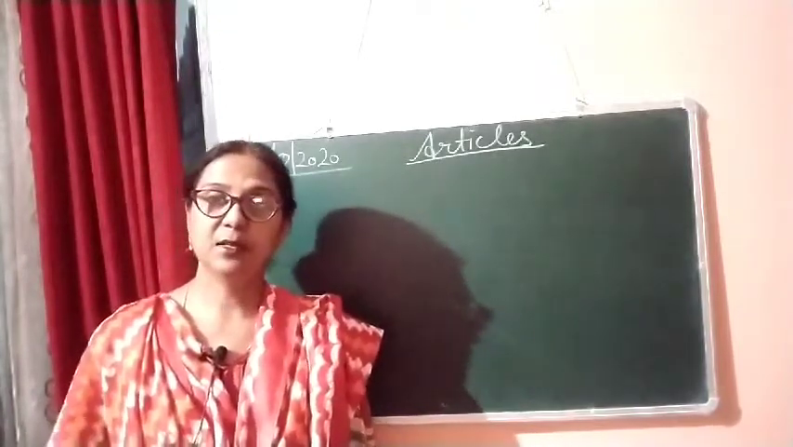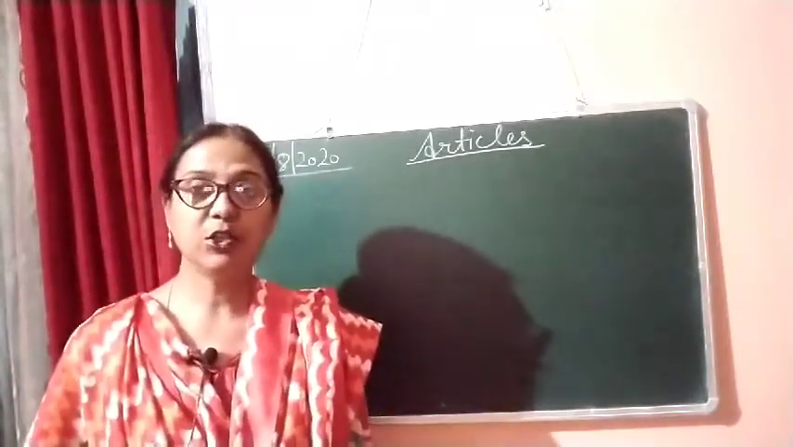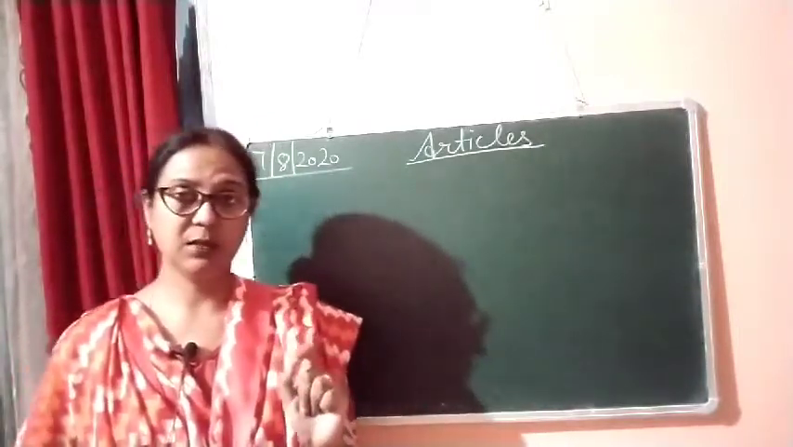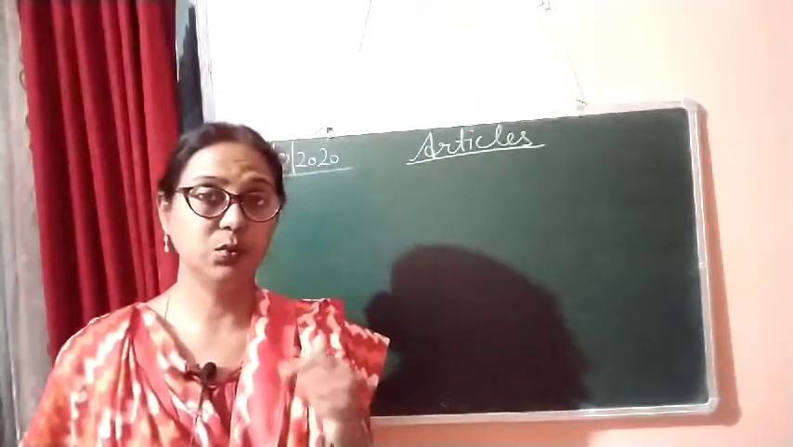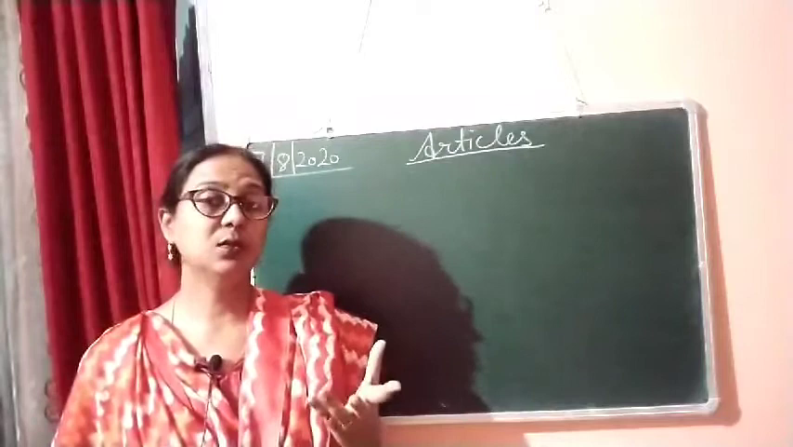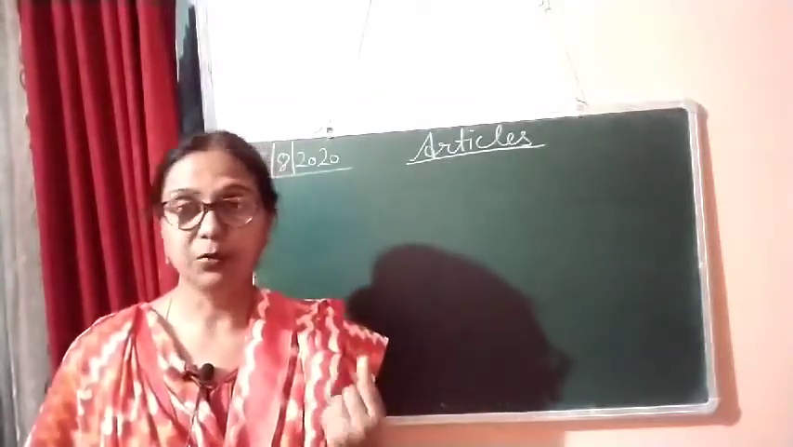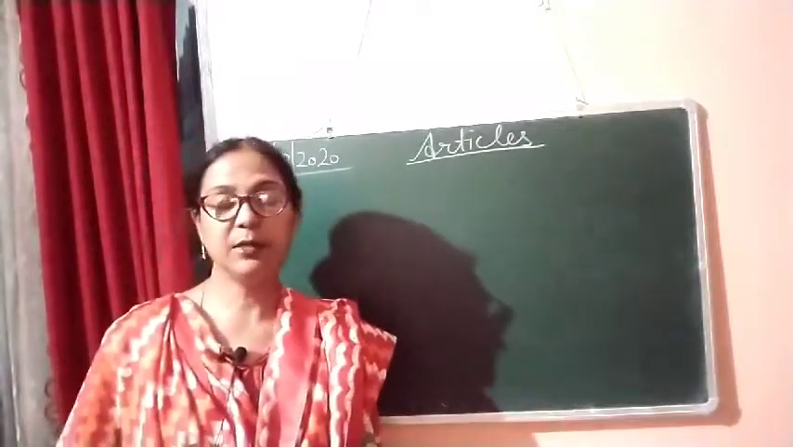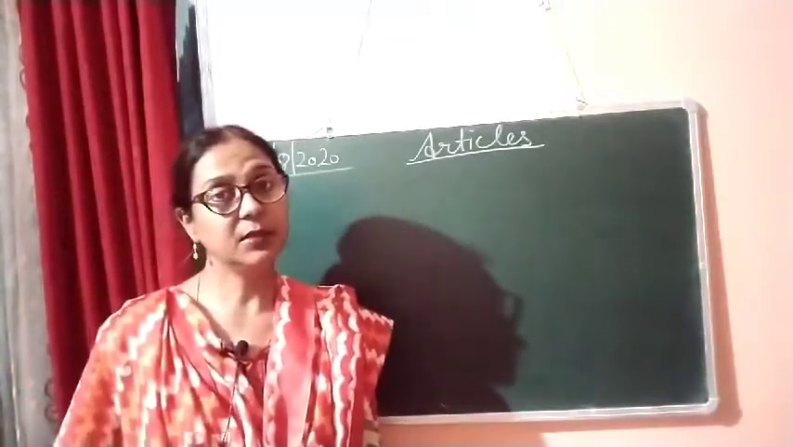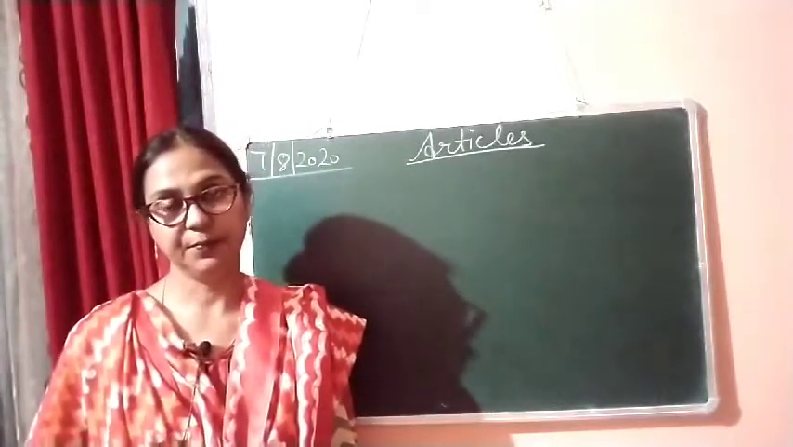As we discussed yesterday, articles are placed before a noun. Always remember this: articles are used to show how many things there are, and they are used before single countable nouns. First of all, there are 2 types of articles: the indefinite article and the definite article.